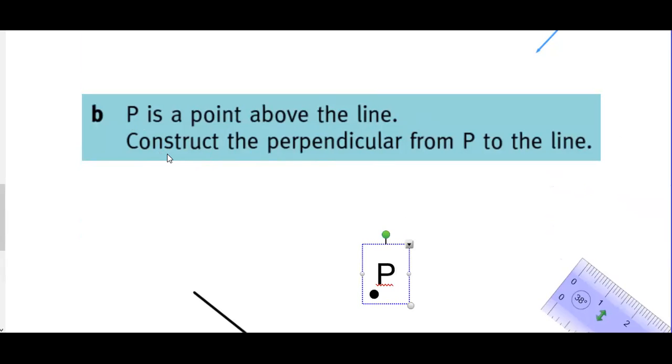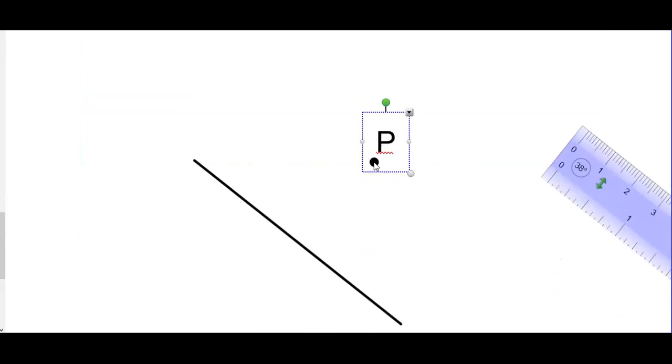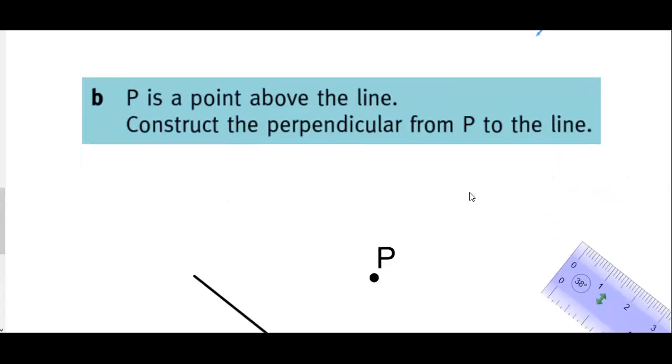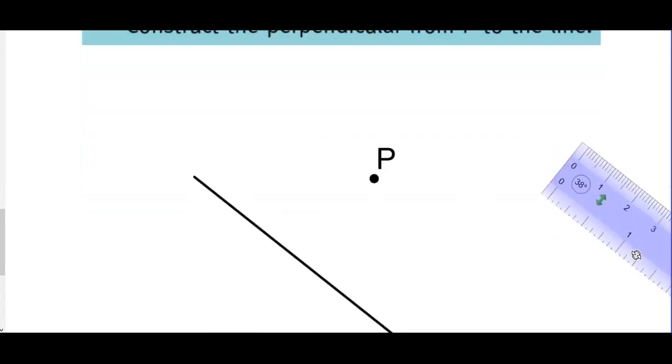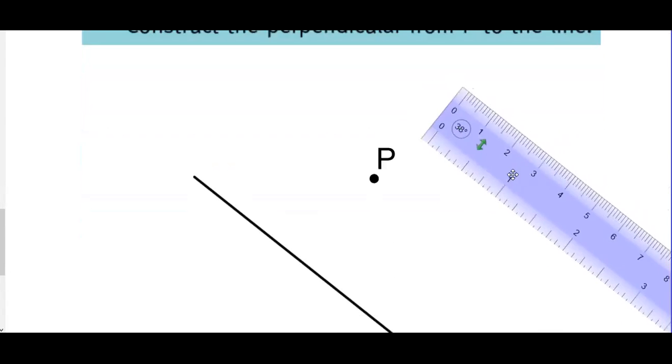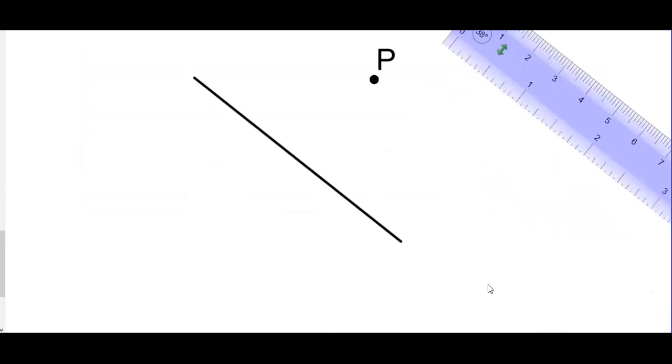Now, what is the question? Construct the perpendicular from P, construct the perpendicular from this point here to the line. Meaning you need to construct a line like that. But we don't do that mechanically like that. We need to use tools to draw that line. What are those tools? The tools I'm talking about is this ruler here, which helped me to draw this line over here.